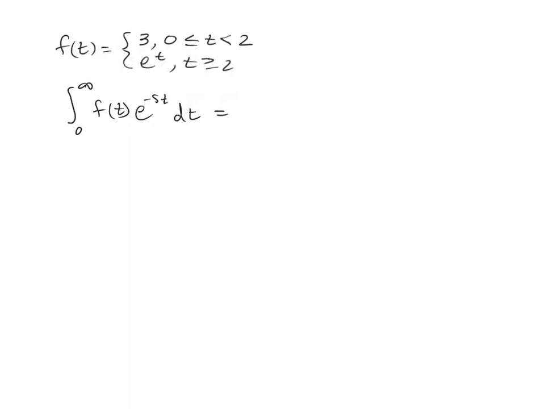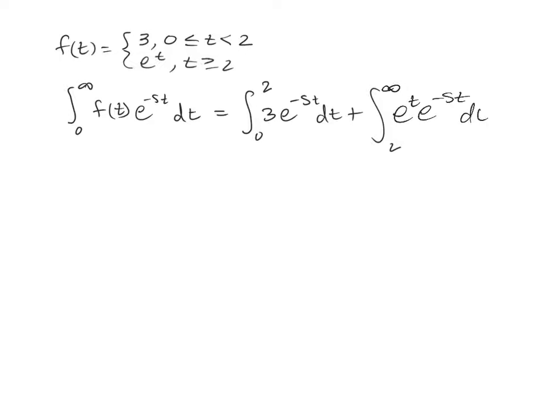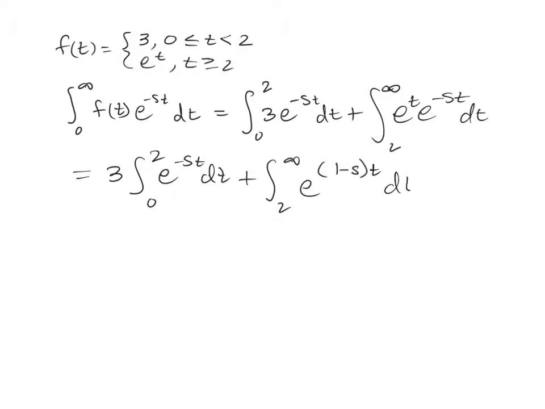So for the first part, it's the integral from 0 to 2 of 3 e to negative st dt, plus the integral from 2 now to infinity of e to the t e to negative st dt. So again, we've got the integral of 3, 0 to 2, e to negative st dt. And then for the other integral, well, we can actually combine those exponentials together. So integral from 2 to infinity of e to the 1 minus s t dt.